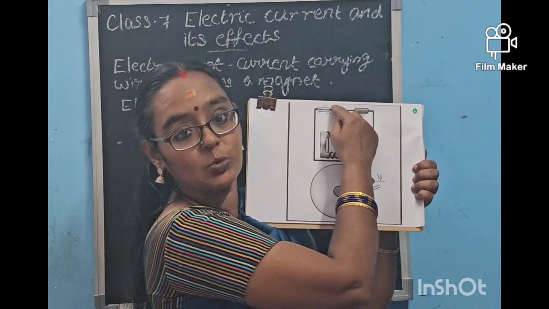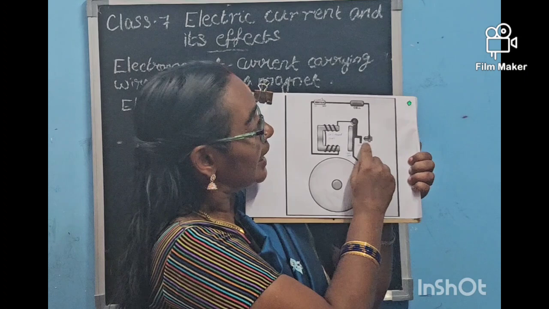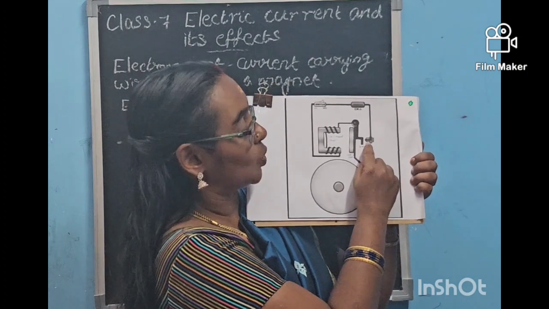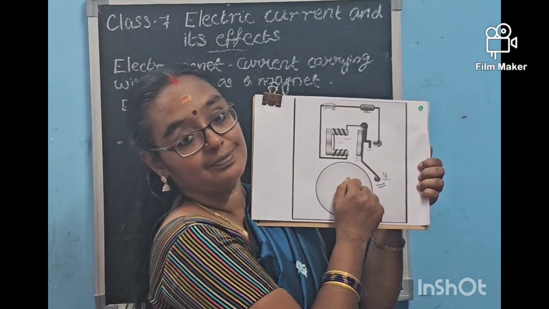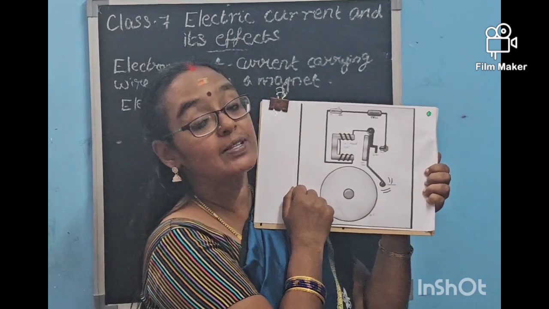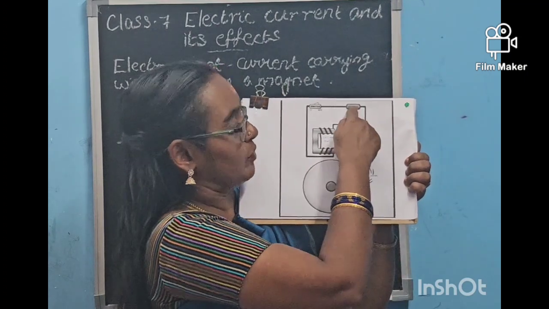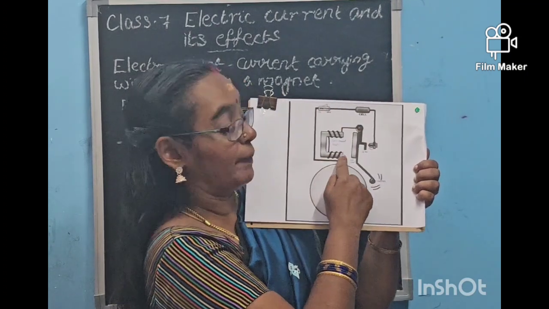Now I am putting the switch on. When I put the switch on, what happens? This nail and the screw will be attached to each other. It means the circuit will be closed. What happens when the circuit is closed? Electricity starts flowing. Electricity will flow from the cell and come over here.